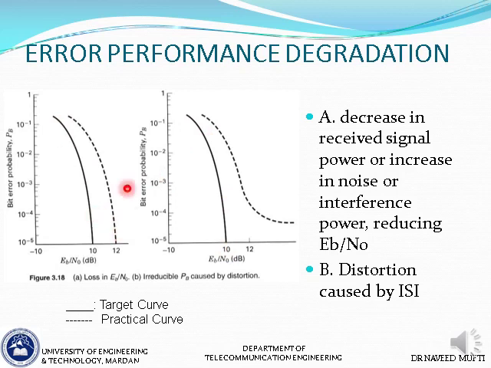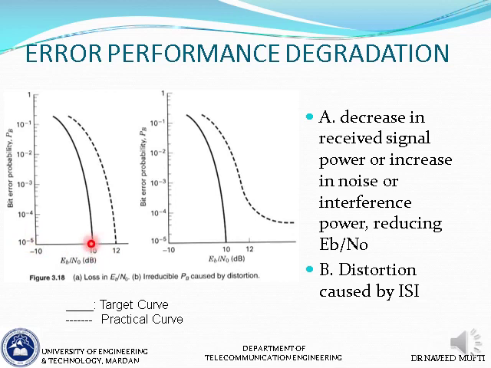Okay, so considering and discussing this one first, as you can see, there is a loss in Eb/N0, which might have come because of signal loss or increased level of noise or interference. So let's say for a desired bit error probability of 10 raised to the power minus 5, let's say this is our target. If this was our target, the theoretical required Eb/N0 value was 10 dB.